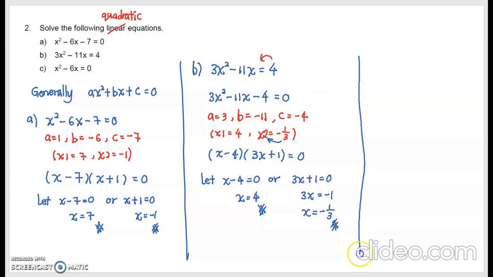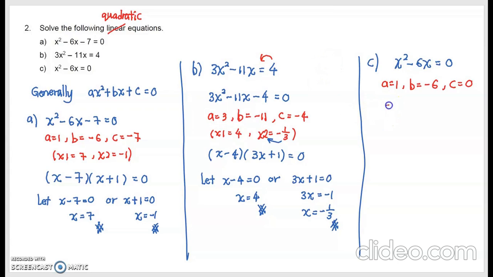Finally, we look at question C. X squared minus 6x is equal to 0. So here is already equal to 0. We can determine the values of A, B, and C. So A, again, is 1. B is negative 6. You can see that here we don't have C. So C is equal to 0. So by using your calculator, 1, negative 6, and 0.